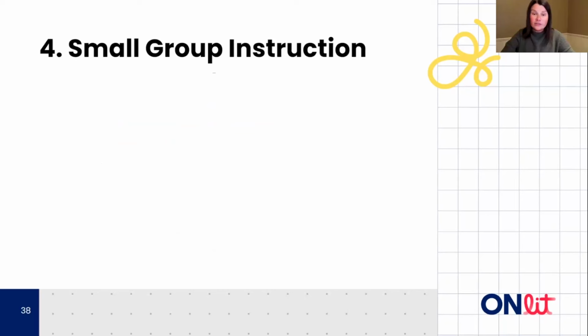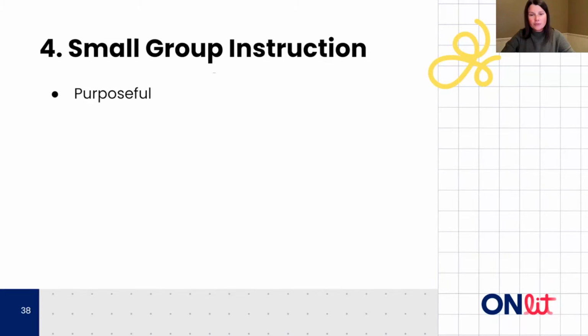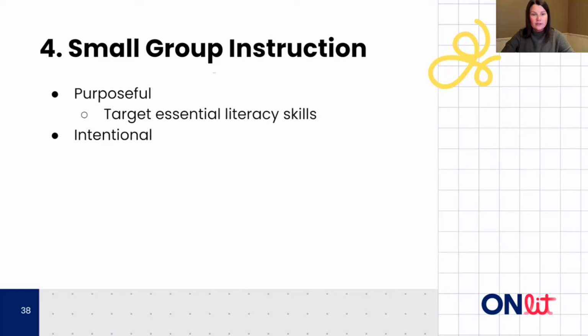Now let's move on to the next routine in our day, small group instruction. First, these groups need to be purposeful. This is our opportunity to target the essential literacy skills that students need most for future reading success. These groups need to be intentional. These groups are not designed as a fun activity or a time to check in. They are intentionally planned to give students an additional dosage of Tier 1 instruction.